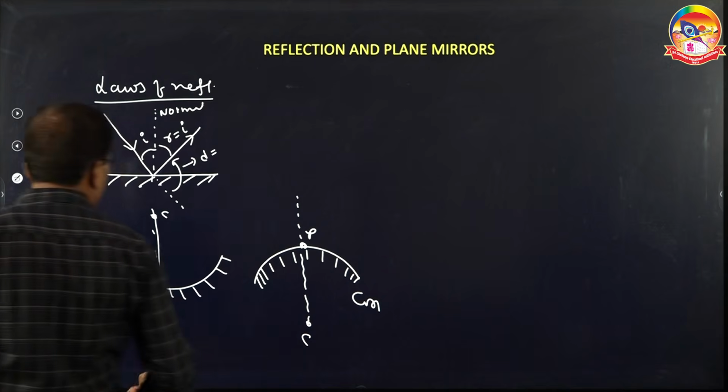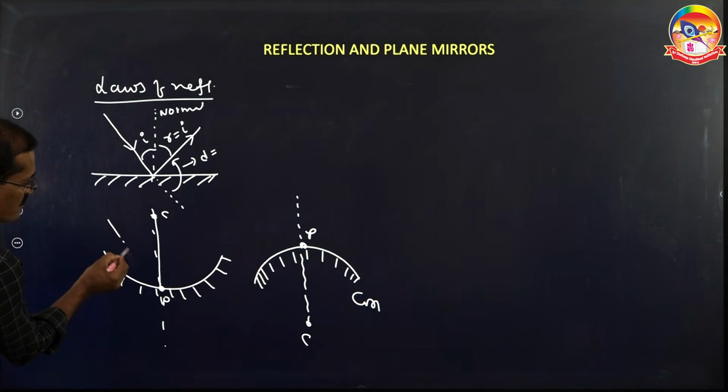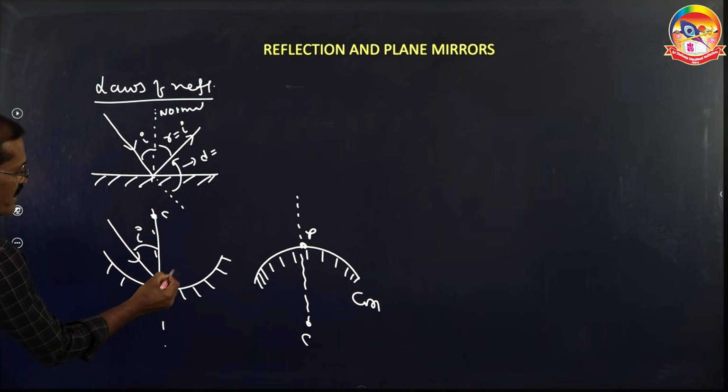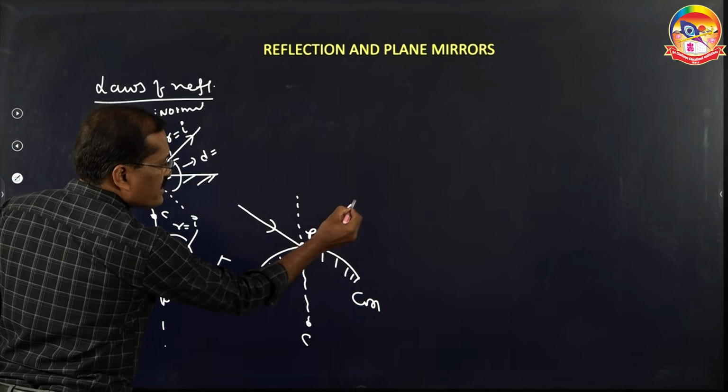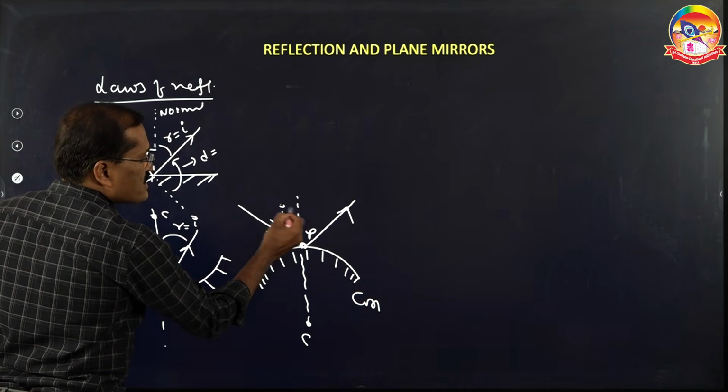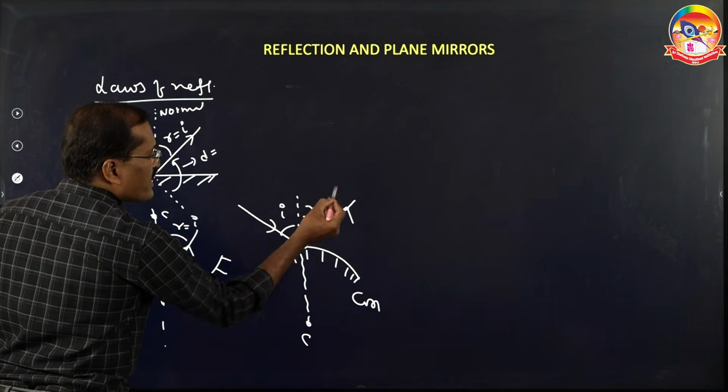Even in the case of the spherical reflector, the ray which strikes here at an angle gets reflected at the same angle, R is equal to I. And in this case also, the ray which strikes here gets reflected, and the angle of reflection is equal to the angle of incidence.